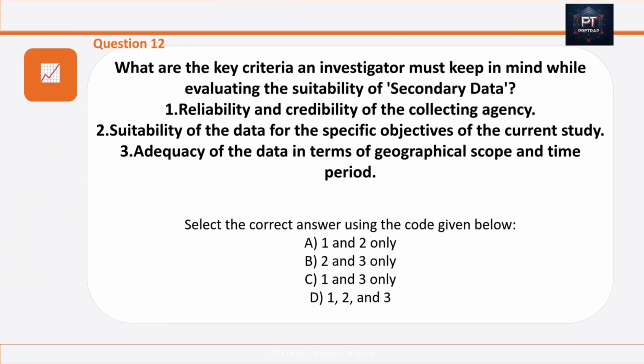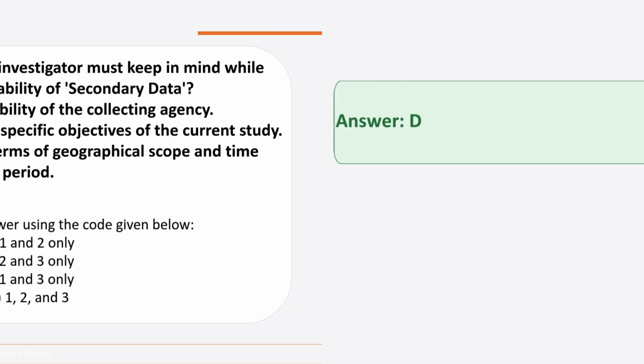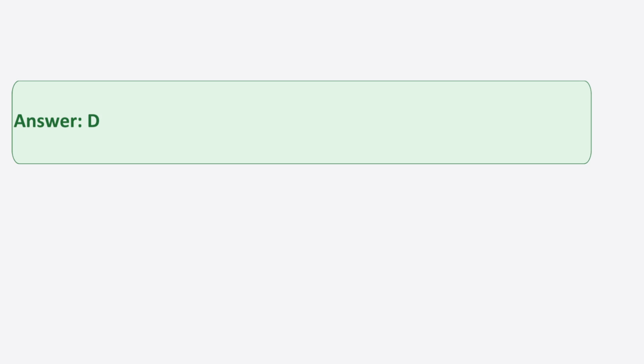Question number 12 is, what are the key criteria an investigator must keep in mind while evaluating the suitability of secondary data? Number 1, reliability and credibility of the collecting agency. Number 2, suitability of the data for specific objectives of the current study. Number 3, adequacy of the data in terms of geographical scope and time period. And the answer is option D, all are correct.